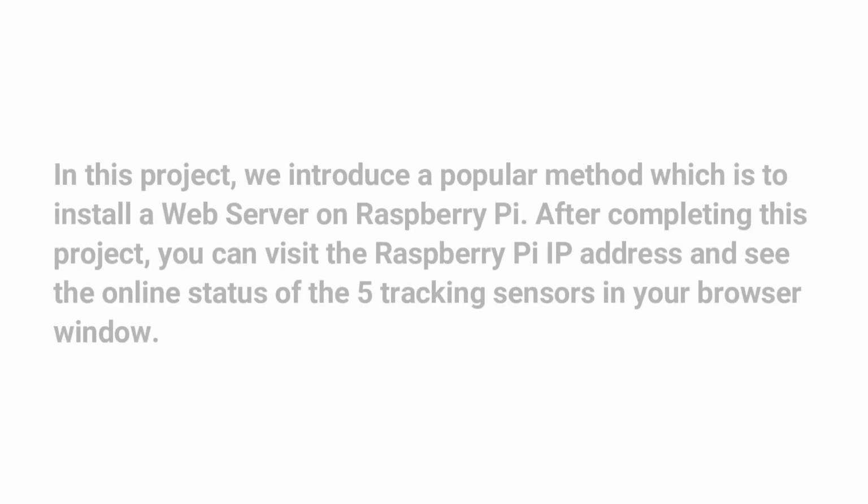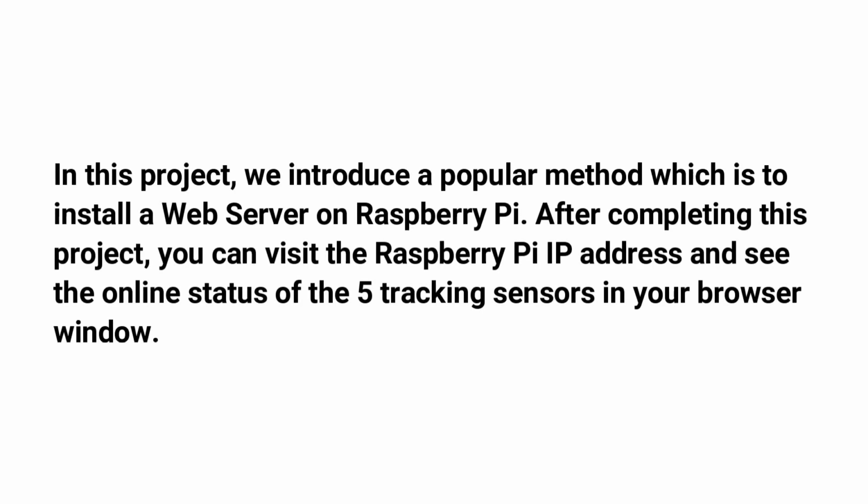In this project, we introduce a popular method, which is to install a web server on Raspberry Pi. After completing this project, you can visit the Raspberry Pi IP address and see the online status of the 5 tracking sensors in your browser window.